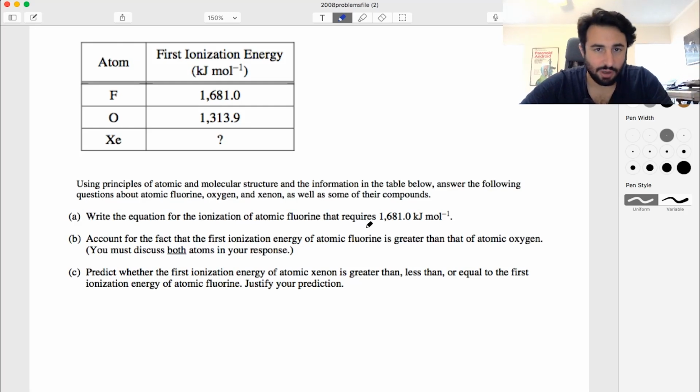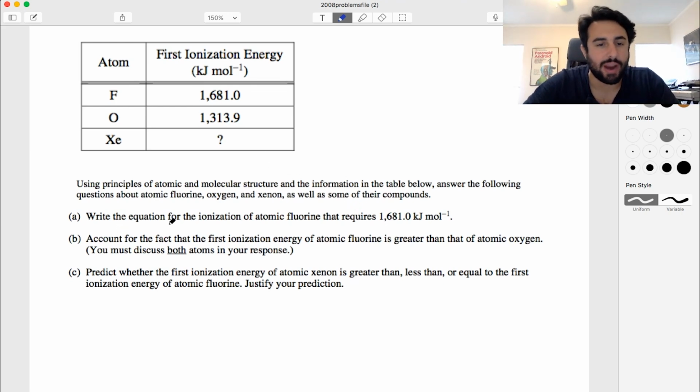Okay, we have a nice long answer problem here with a few different concepts. We've got 3 parts here and then another 3 parts in a moment. So let's tackle these ones first. We have some data here regarding first ionization energies. So using principles of atomic and molecular structure and the information in this table, answer the following questions about atomic fluorine, oxygen, and xenon, as well as some of their compounds we'll get to in a moment.